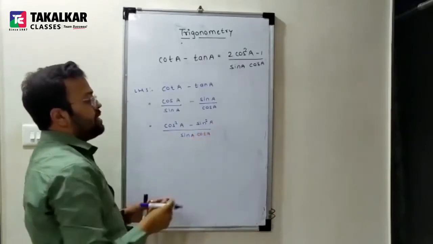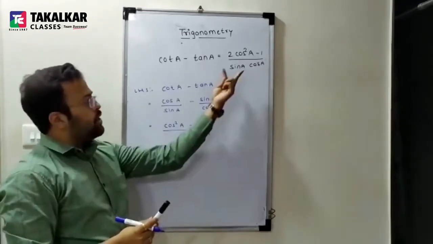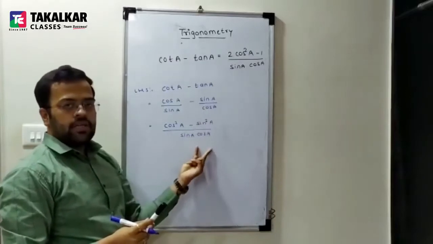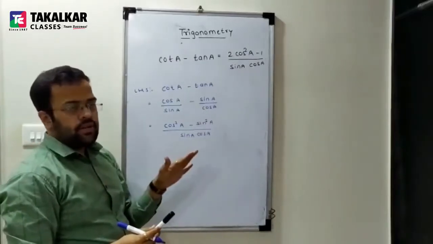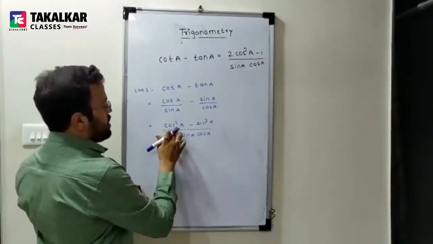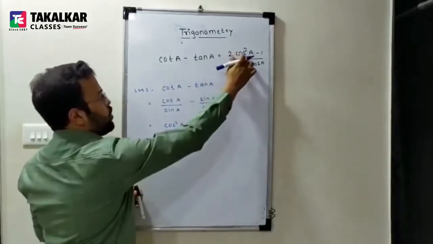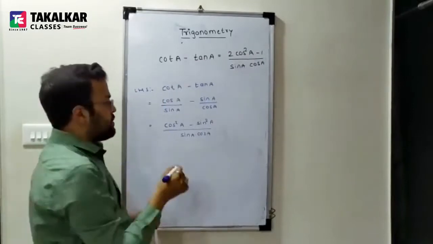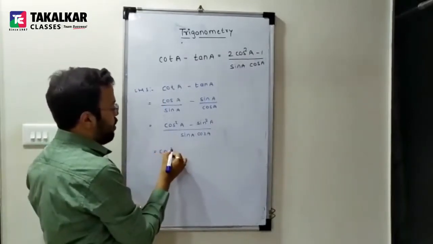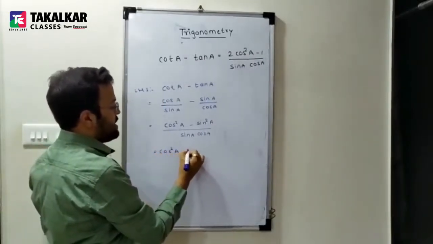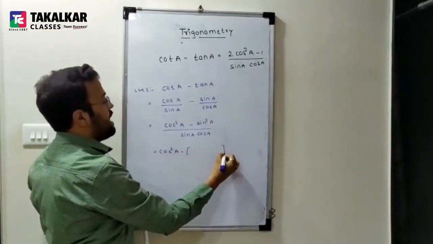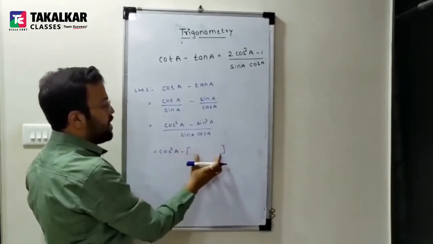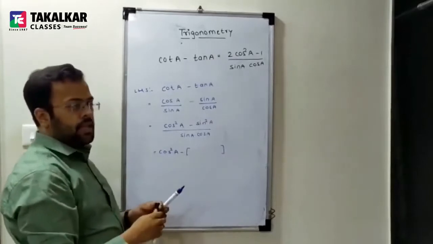That much is basic. Now look at your RHS. What do you want? Sin A cos A, sin A cos A. So don't do anything for the denominator. Now look at your numerator. Cos square minus sin square. What do you want here? Only cos square. You don't want sin square. So just substitute the value of sin square. But important step: cos square as it is, minus sin as it is, and whenever you have a minus sign, we put the second term in brackets.